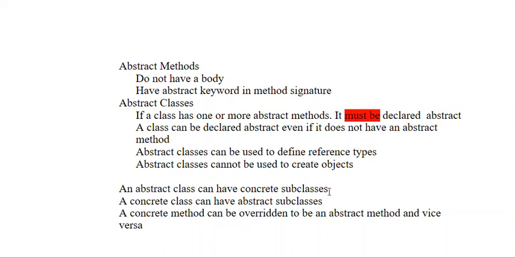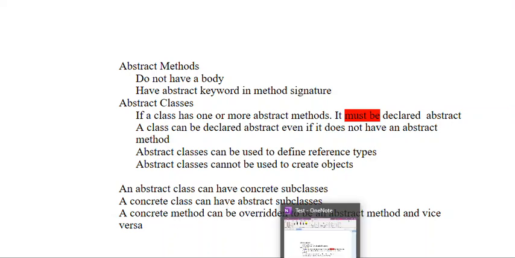We can say that an abstract class can have concrete subclasses. When I say concrete, a concrete class is a class that is not abstract. That means all of its methods have bodies and it is not declared abstract. So a concrete class can have abstract subclasses, an abstract class can have concrete subclasses, and the reverse is also true. Maybe you override something and you override a method to become abstract. A concrete method can also be overridden to be an abstract method. So let's take an example and check that out here.